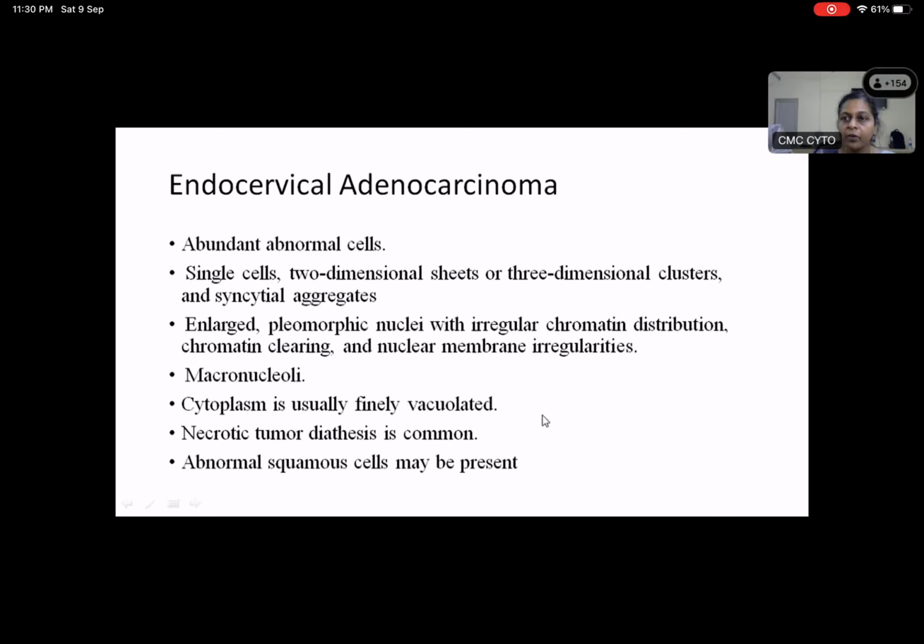So at this point, any doubts? How to differentiate school of fish appearance in the glandular cells from metaplastic squamous cells? Okay, so school of fish appearance in glandular cells is what we see usually in reactive endocervical cells. School of fish is actually an interdigitating appearance, and you will see that the cytoplasm also looks a bit pulled. Should I go back to that picture? Yes, ma'am.